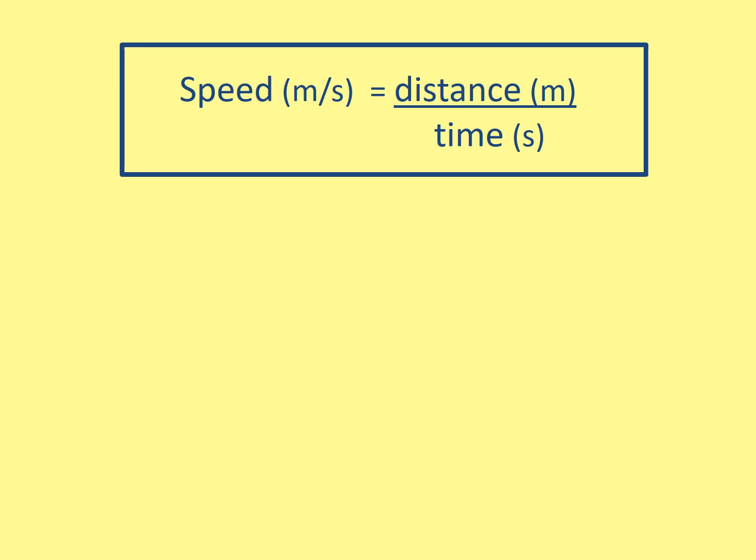This brings me on to the equation to calculate speed. Speed is equal to the distance travelled divided by the time taken for that distance to be travelled. So the unit of speed is metres per second, the unit of distance is metres, and the unit of time is seconds.